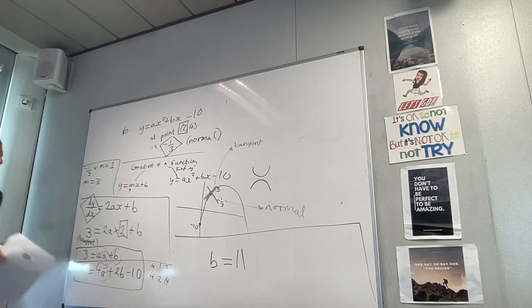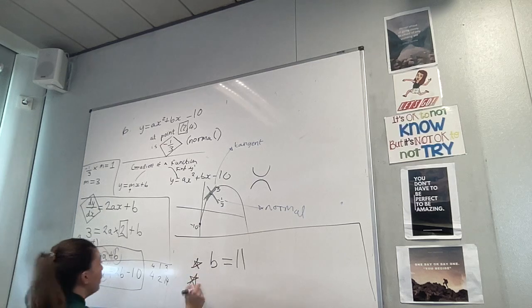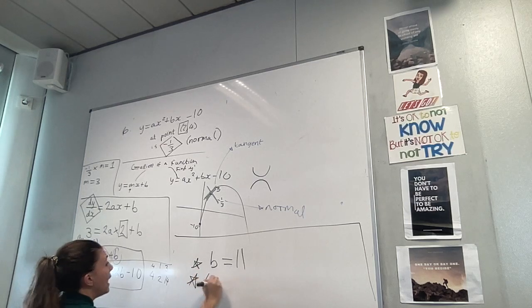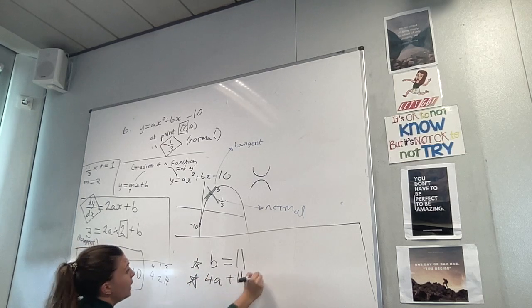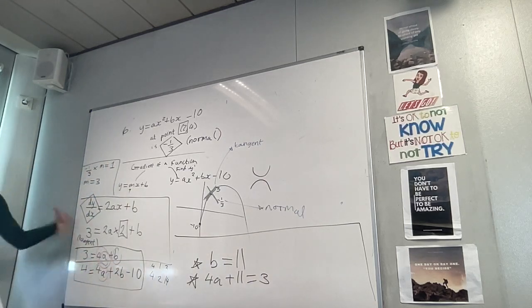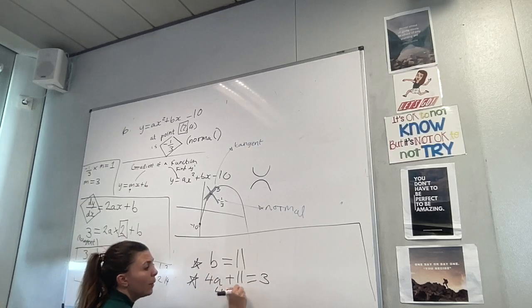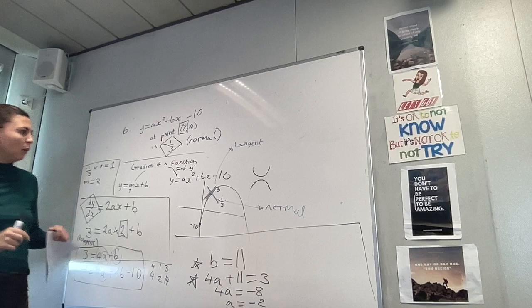Fantastic. Then, once we've got the 11, we're going to just substitute it back into one of the equations. We take the 11, and we're going to do 4 lots of a plus 11 equals 3. So I've just substituted it into that, and if you're good at algebra, it's probably quicker than using the calculator, and you're less likely to make mistakes. 4a is minus 8, and a is minus 2. And then that links with exactly what I thought.